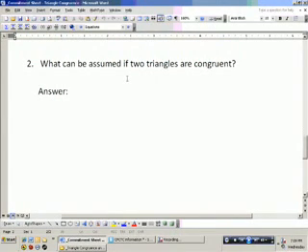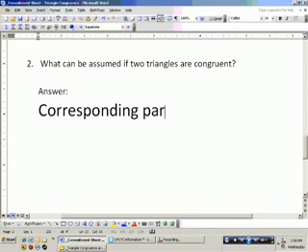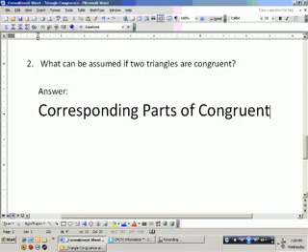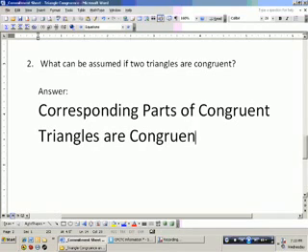All right. What can be assumed if 2 triangles are congruent? Folks, we just saw it. Corresponding parts of congruent triangles are congruent. CPCTC. That is the answer to the second question.